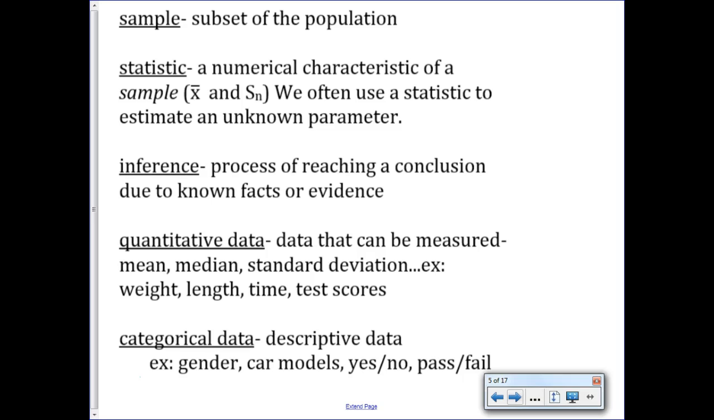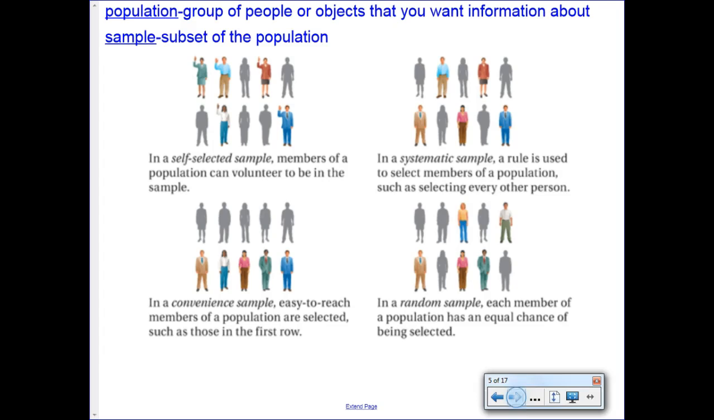Quantitative data and categorical data. Quantitative data is data that can be measured. It's numerical, numbers. So the mean, the median, the standard deviation. For example, the weight, length, time, test scores. That's all quantitative data that you can collect. Categorical data is descriptive data. A person's gender, car model that they own, yes or no questions, pass, fail. That's categorical. Things that we can put into categories versus numerically measure.